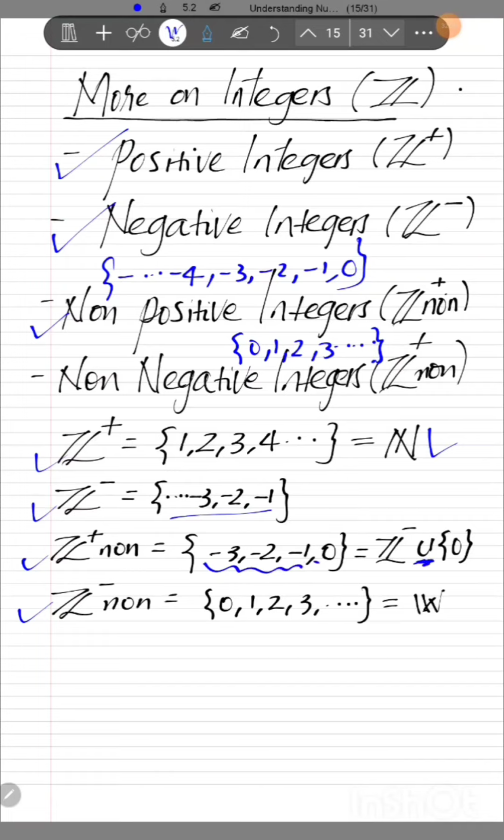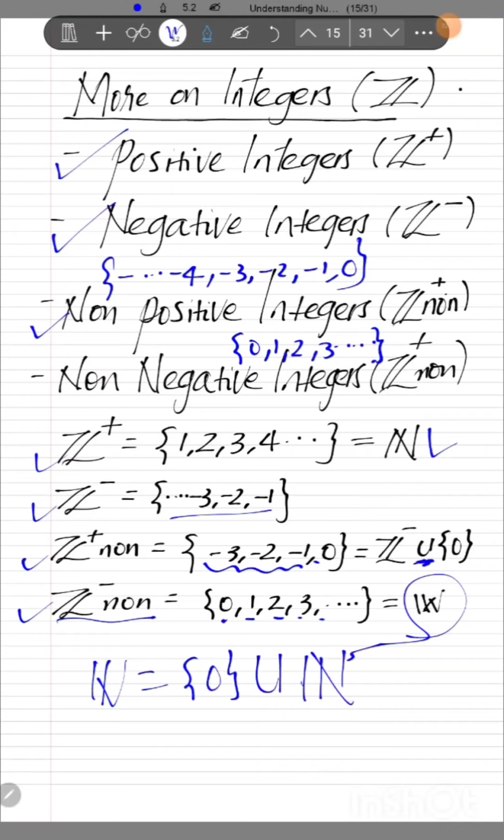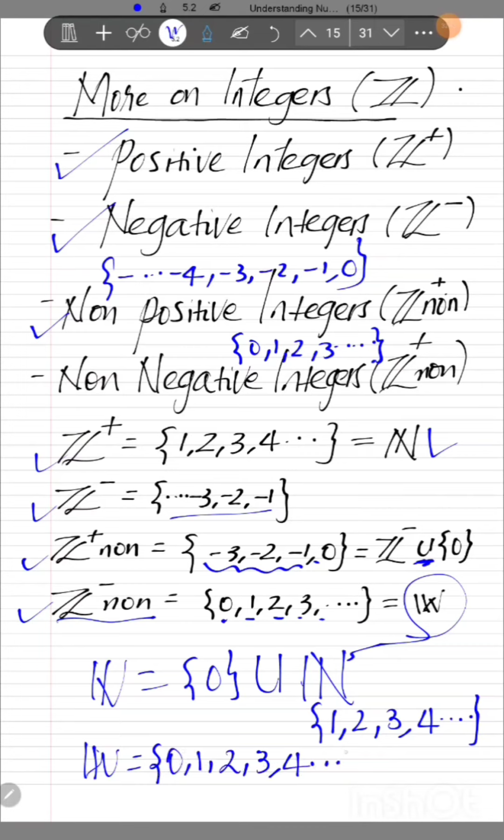This is a union symbol. We can see it in set theory. Z minus none is non-negative integers, 0 and positive integers, which is exactly the whole numbers. Whole numbers, you remember, is 0 union with the natural numbers. Natural numbers are those counting ones, the ones we used to count, right? This way, the whole numbers are the set of numbers 0, 1, 2, 3, 4, and so on and so forth.